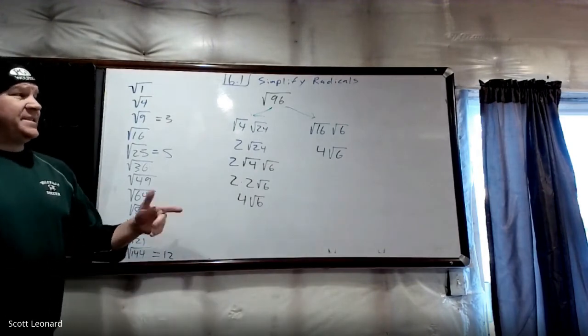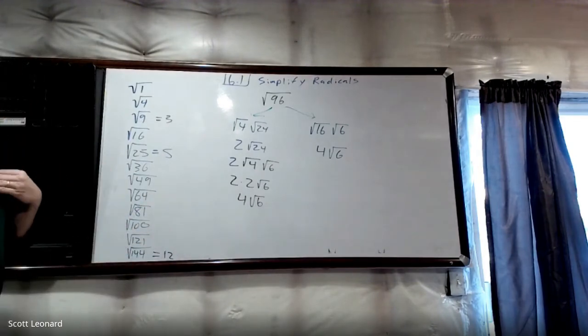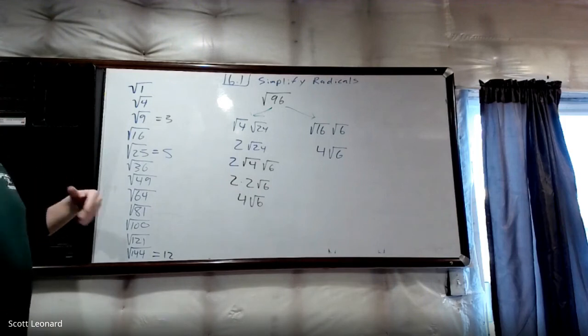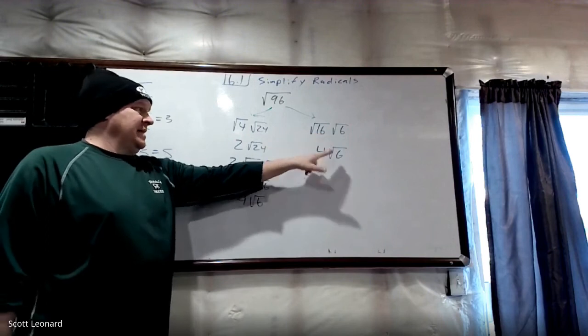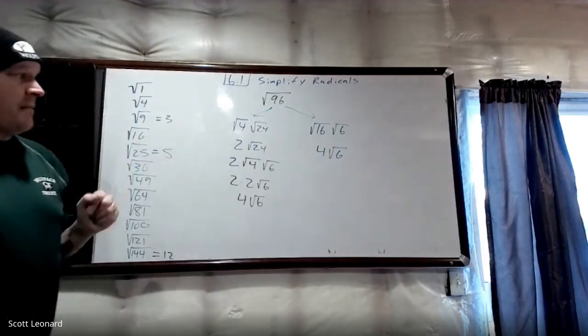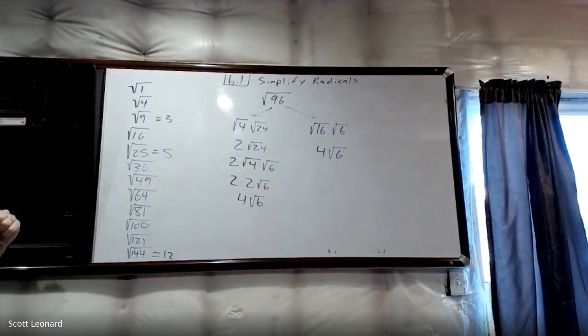What this hopefully teaches you is to look for the biggest one that goes in there evenly. So I had square root of 16 and 4 both worked, but because 16 is bigger, I'll get my final answer sooner. All right, any questions on that one before I give you your final practice problem?